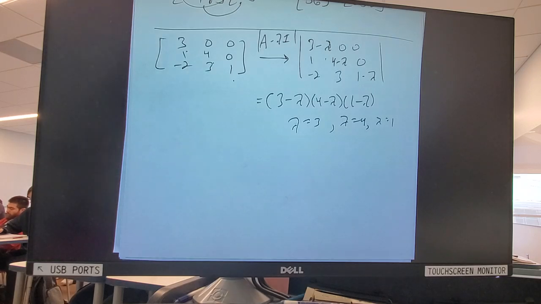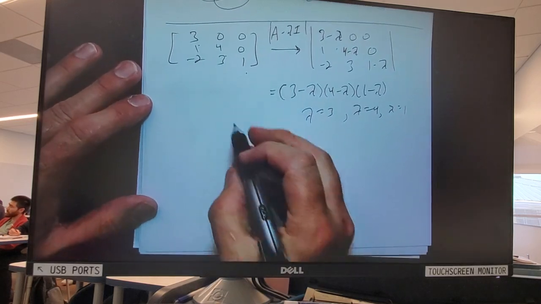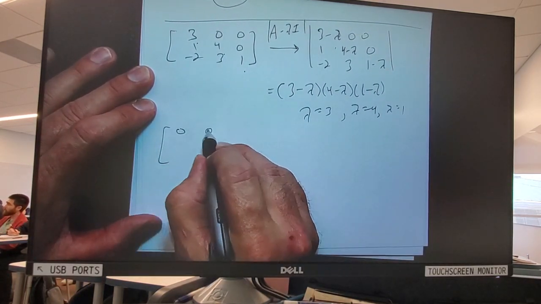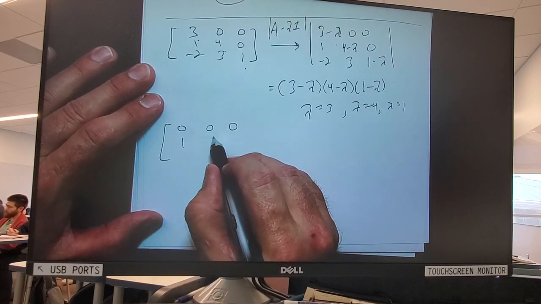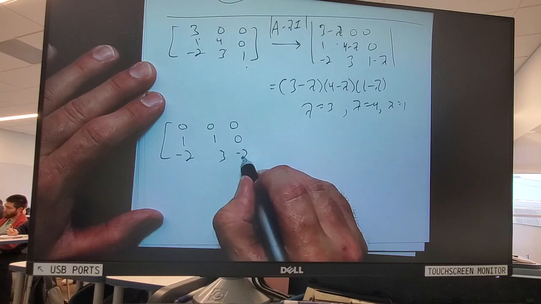Can you go ahead and figure out the eigenvectors for lambda equals 3? Let's look at one of these. So if lambda equals 3, you'll get the matrix with rows 0, 0, 0; 1, 1, 0; and -2, 3, -2.